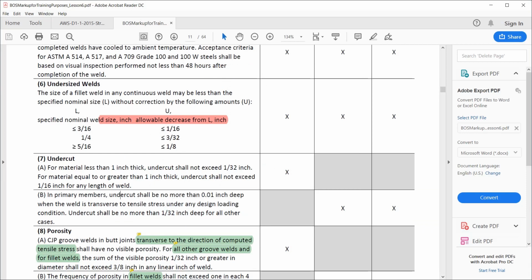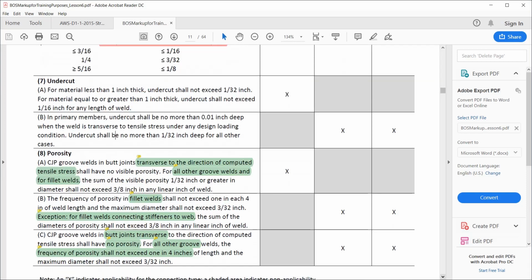So if it's a primary member and the weld is transverse to the tensile stress, no deeper than 0.01 inches, 10 thousandths of an inch, which you should be able to look up, or you should know, is actually less than 1/32. For all the other conditions, a 32nd. Move on down to porosity.